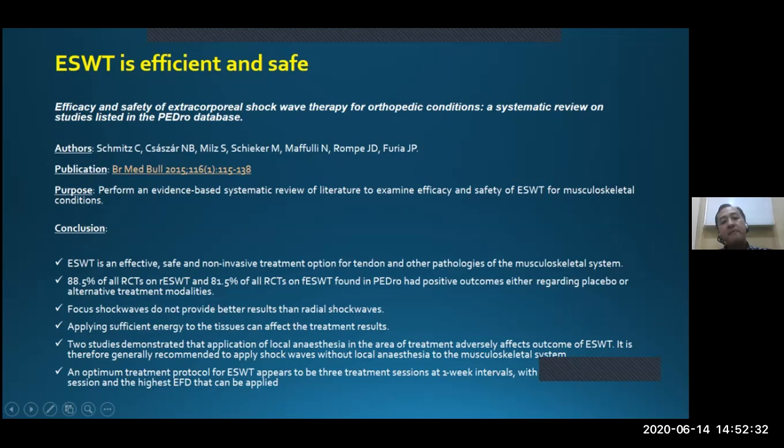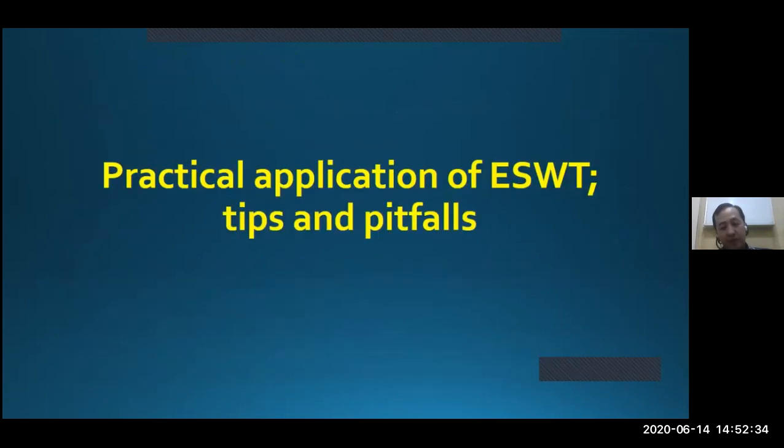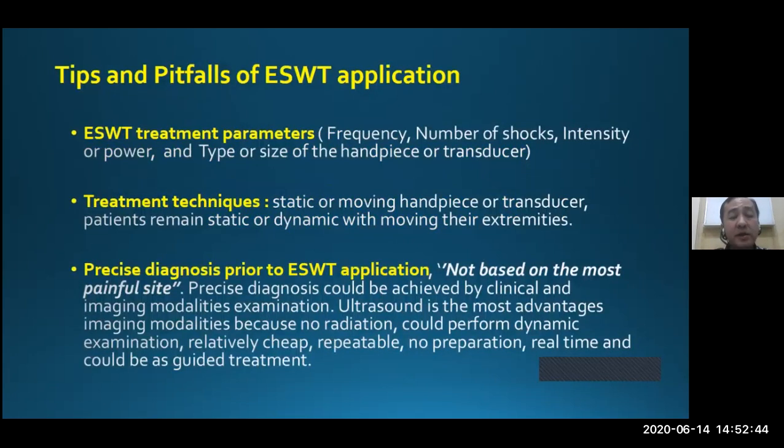And now, how about the tips and pitfalls when we are performing shockwave? First, we have to know the shockwave treatment parameters. I think all shockwave machines have the same treatment parameters. Here are the frequency, number of shocks, intensity or power, and type or size of the handpiece or transducer. It's very important because it will affect the treatment outcome as well.